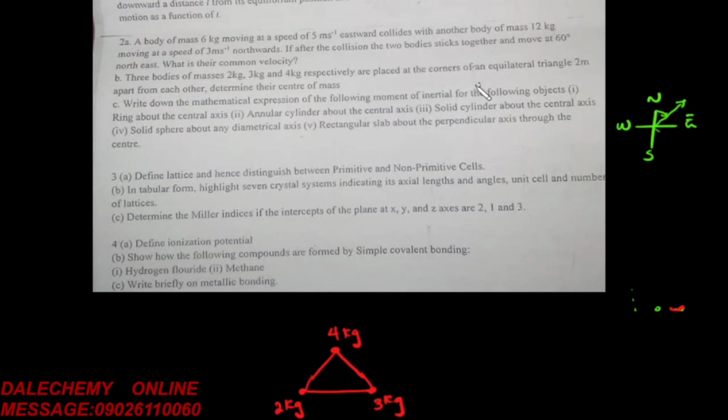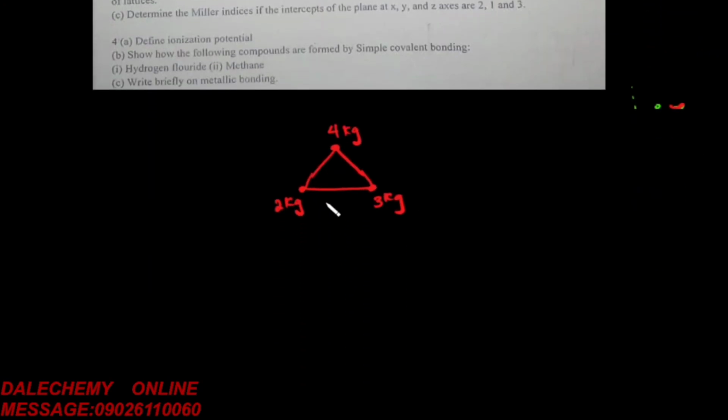And we are told that they are 2 meters apart from each other. So it means that each of them are 2 meters apart from each other. That is, the length of their side is 2 meters. 2 meter and 2 meter. So you have to find your center of mass. The formula you will use is that the summation of mass times the distance, divided by the summation of the mass, will give you the center of mass.